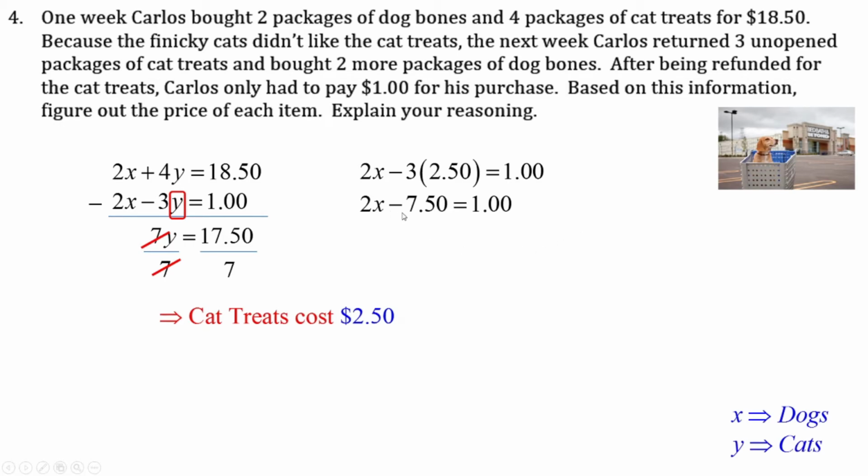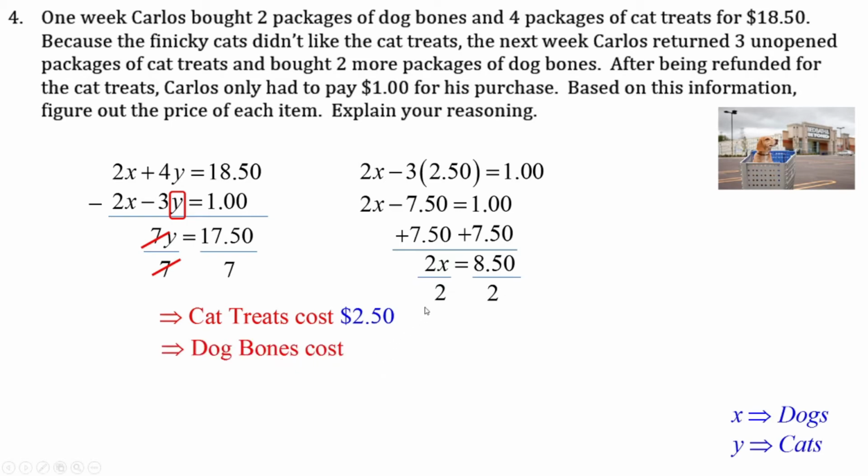Now, we have to undo this subtraction of 7.5 by adding 7.5 to both sides, equals, and on the left I have the 2 x's, and on the right I have $1 plus $7.50, that'd be $8.50. So 2 times what x value is $8.50. Sounds like $4.25 to me. Let's divide both sides by 2 and double check that. So dog bones cost, cancel your factors of 2, and x is $8.50 divided by 2, which should be $4.25.